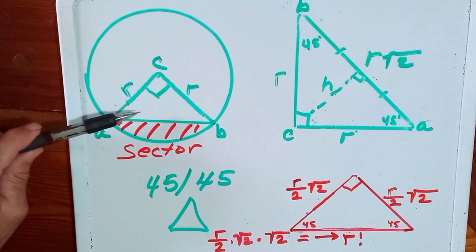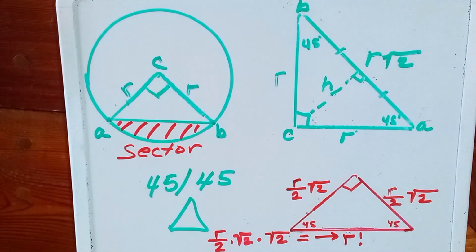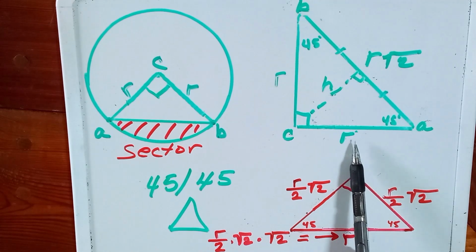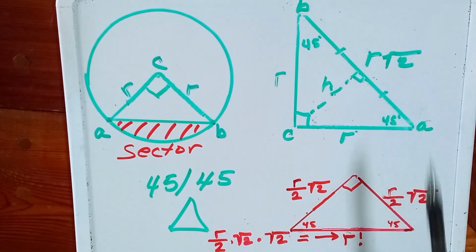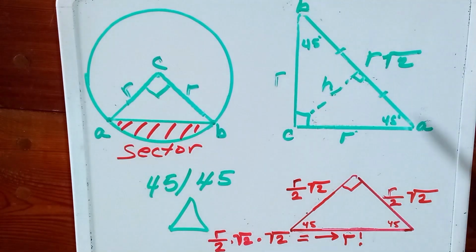So what I've done is taken this interior triangle and redrawn it over here. So my two legs are R. In a 45-45 triangle, the hypotenuse is the leg length times the square root of 2. And basically that's all we know at this point. So the hypotenuse, or the base in this case, of the triangle is R times the square root of 2.